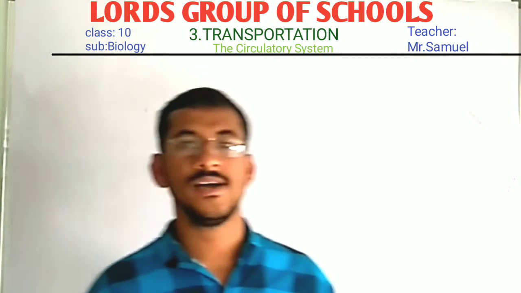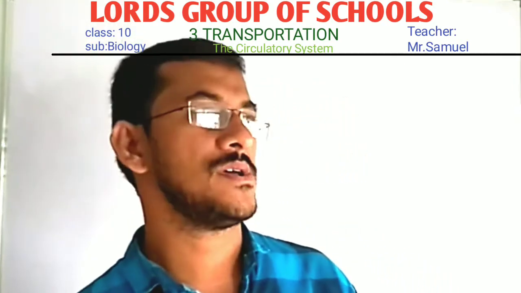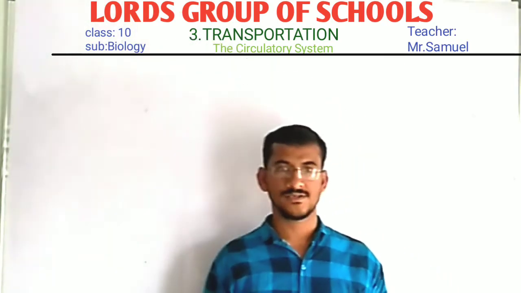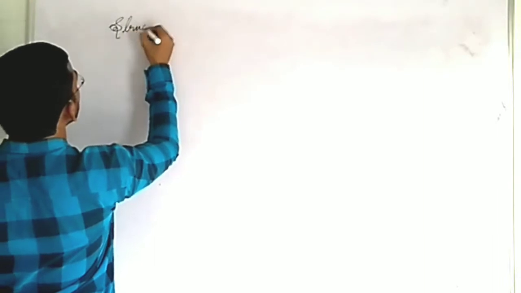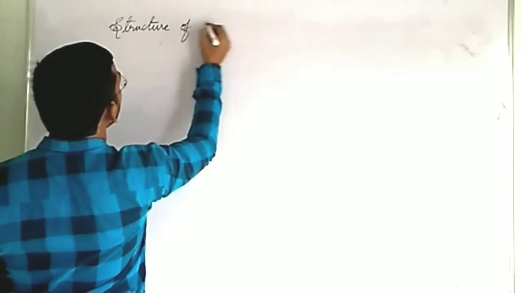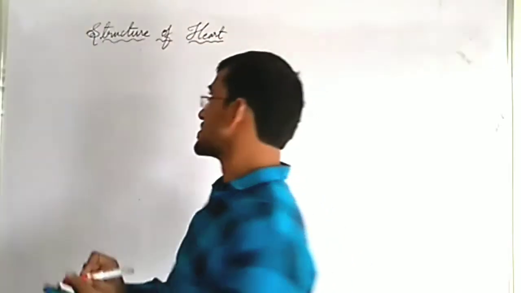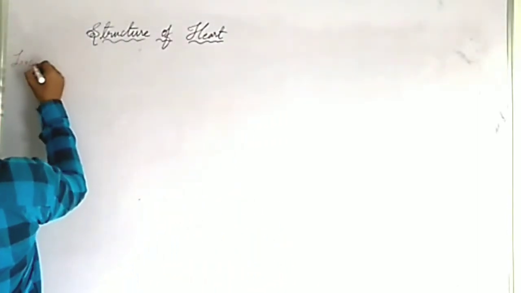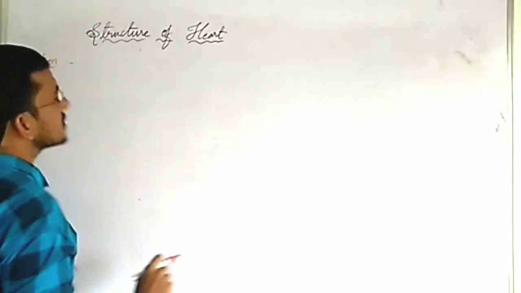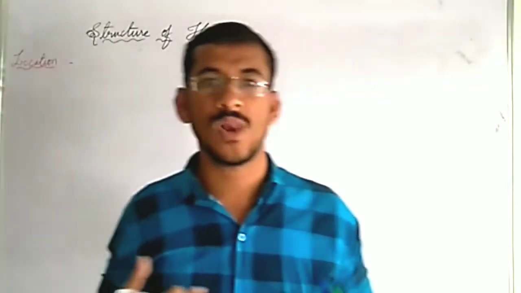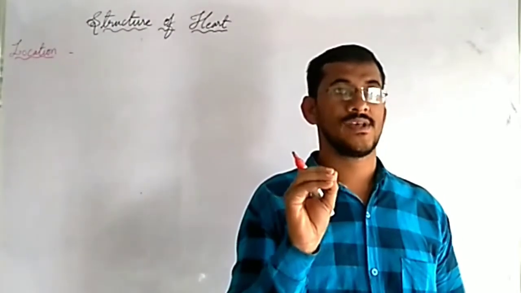Now, let us learn about the human heart or mammalian heart, because human beings, goat, cow, these all belong to mammals. So let us learn about the mammalian heart. Structure of heart. Let's see the location of the heart. Heart is located in between two lungs and it fits in the cardiac notch of the left lung.